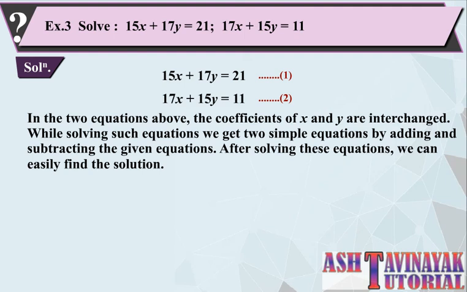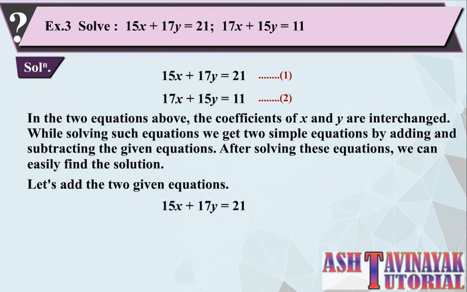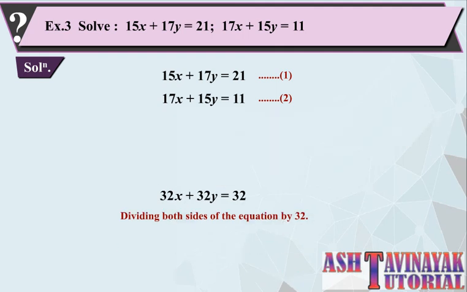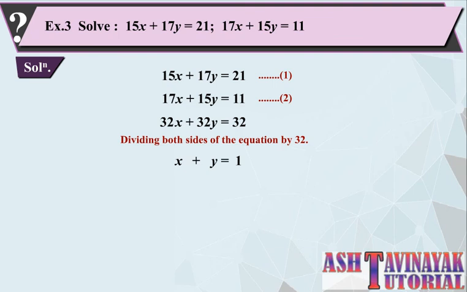While solving such equations, we get two simple equations by adding and subtracting the given equations. After solving these equations, we can easily find the solution. Let's add the two given equations. 15x plus 17y is equal to 21, plus 17x plus 15y is equal to 11. 32x plus 32y is equal to 32. Dividing both sides of the equation by 32, x plus y is equal to 1.